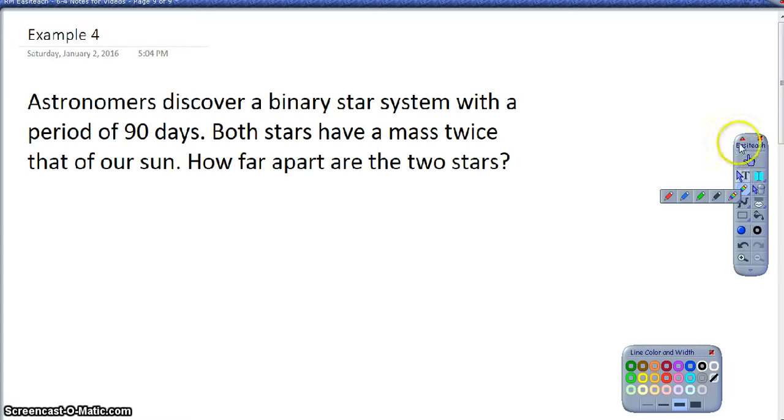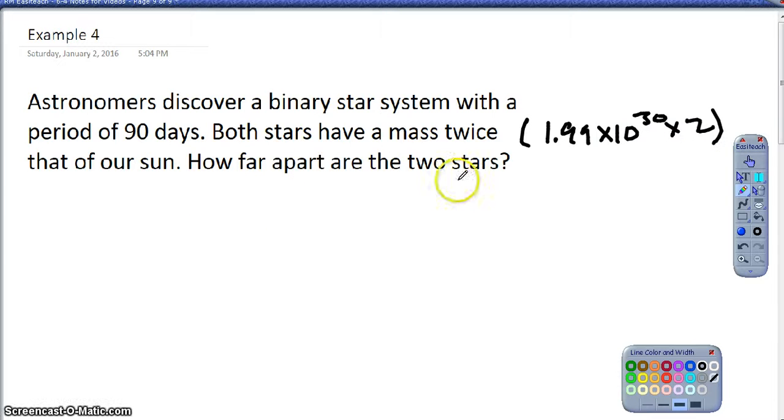Okay, so for the final part of section 6.4 here, we actually have a pretty tricky example. Astronomers discover a binary star system with a period of 90 days. Both stars have twice the mass of the sun, so 1.99 times 10 to the 30th times 2. Right, that's the mass of our sun. And then how far apart are the two stars? So they're asking us to solve for the separation between these two equally massive stars.